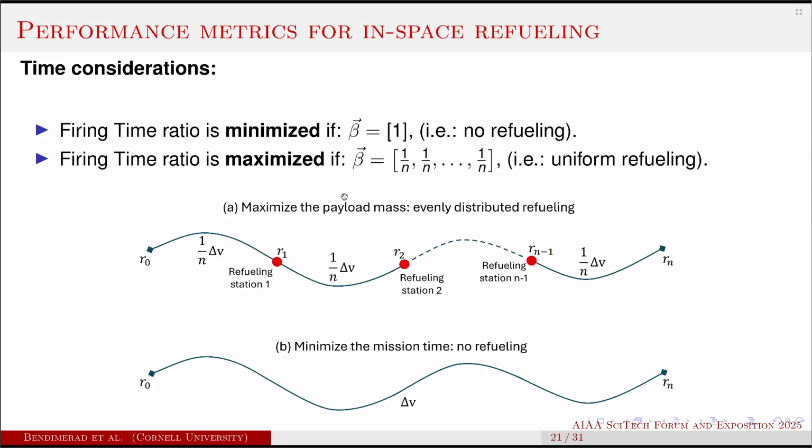In the first case, we want to maximize the payload mass, in which case we want to have many refueling stations. And in the second case, we want to minimize the mission time, in which case we want to avoid refueling. And in actuality, in a real mission, if both considerations are important, if we want to both maximize the payload mass and minimize the mission time, then the optimal strategy should lie somewhere between these two extreme edges.